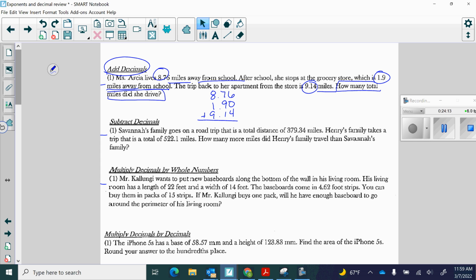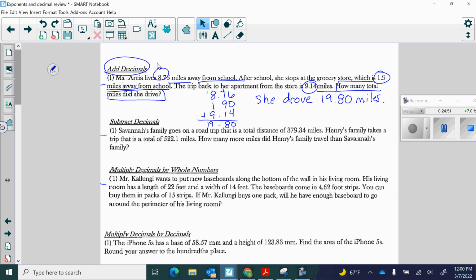So 6 plus 4? 10. 1 plus 7? 8, plus 1? 18. Line up my decimals, bring up my 1. 8 plus 1 is 9, plus 1 is 10, plus 9 is 19. So she drove 19 80/100 miles. Any questions about that one?